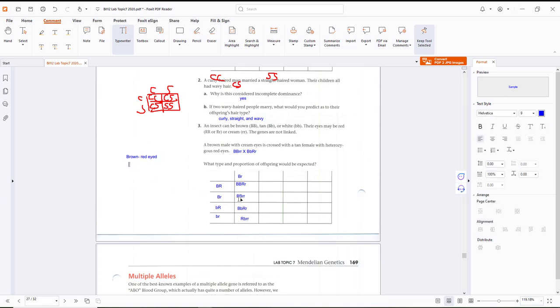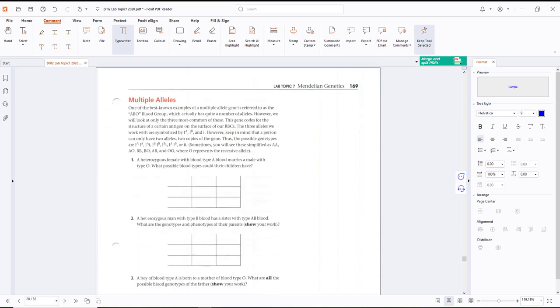We have big B, little r. So that's brown, cream-eyed. We have tan, red-eyed. And sorry, this is a B. And then finally we have tan, cream-eyed. So those are our 4 possibilities. Quarter each.